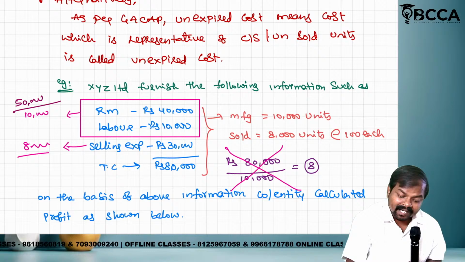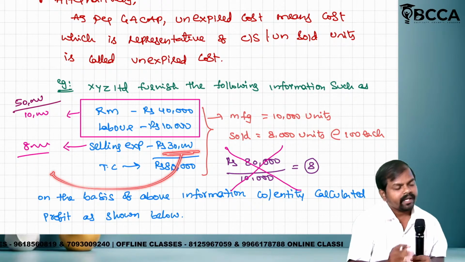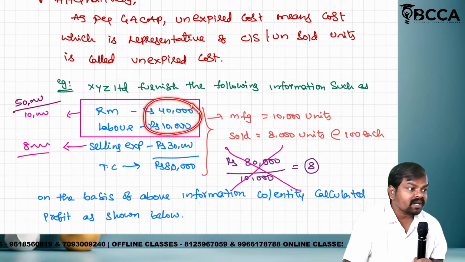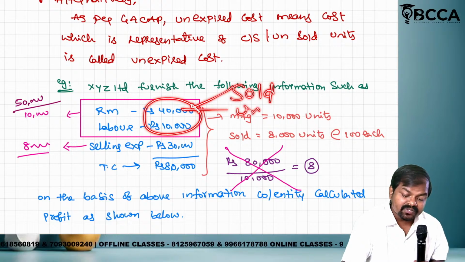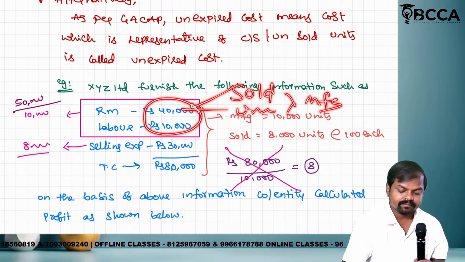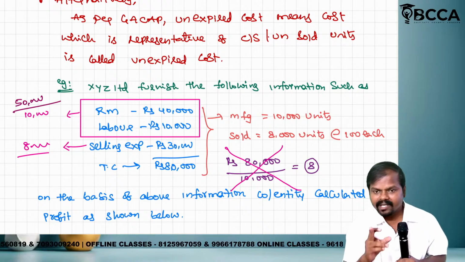Understood. Why is 30,000 directly deducted? Excellent. Why is this one not deducted directly? This one, for sold plus unsold, is nothing but manufacturing. Are you clear? Clear?